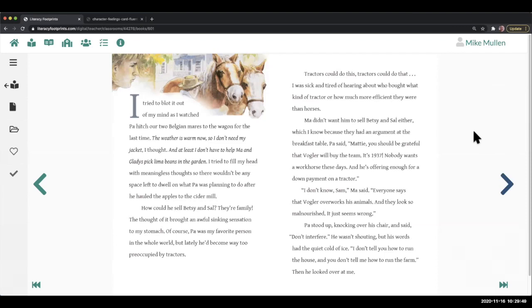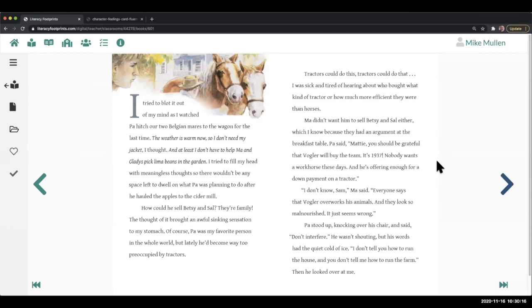I was sick and tired of hearing about who bought what kind of tractor or how much more efficient they were than horses. Ma didn't want them to sell Betsy and Sal either, which I know because they had an argument at the breakfast table. Pa said, Maddie, you should be grateful that Vogler will buy the team. It's 1937. Nobody wants a workhorse these days, and he's offering enough for a down payment on a tractor.